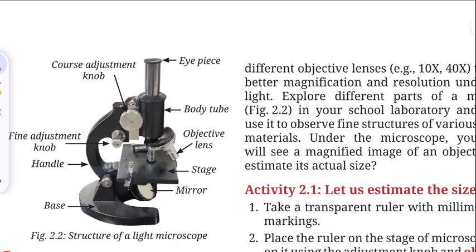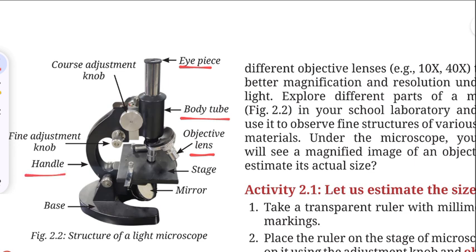Now, the eyepiece, here you can adjust your eyes. Coarse adjustment, this knob is used to adjust the body tube. The objective lens focuses on the object which is placed. Stage is where the object is placed. Mirror, the base for keeping it still. Handle is given, and the fine adjustment knob.